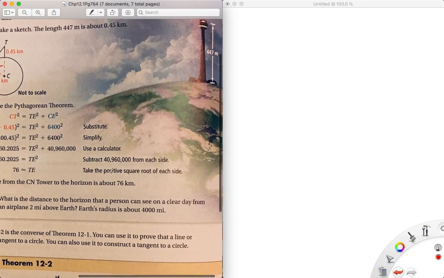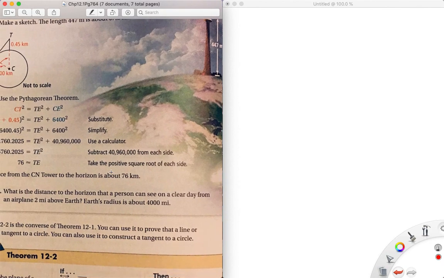Next it says the distance to the horizon that a person can see on a clear day from an airplane 2 miles above the Earth, where the Earth's radius is 4,000 miles. They want that distance. Since a person is extremely small, it's considered the same thing as the horizon.